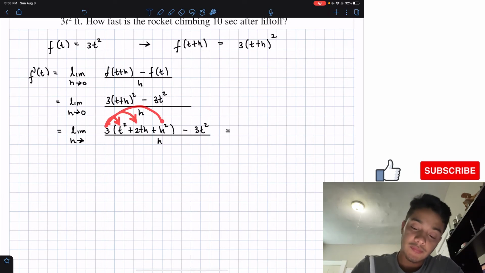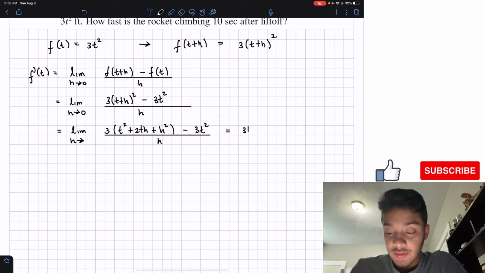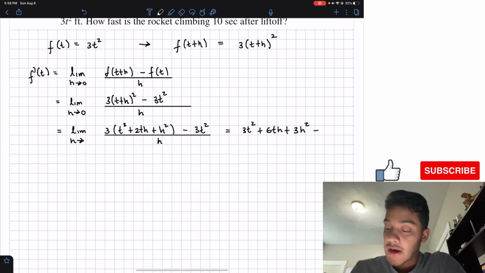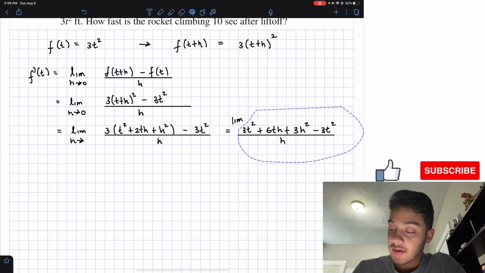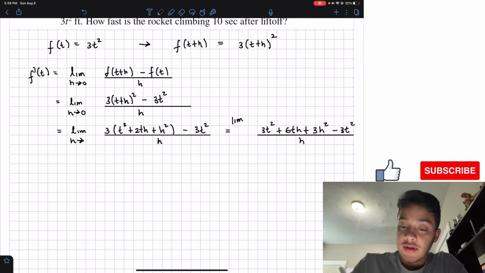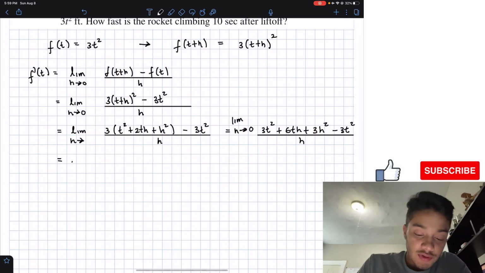Okay, now what we're going to do is distribute again. This 3, we're going to multiply it by all our terms in our parentheses. So we'll have 3t squared plus 3 times 2 will give me 6th plus 3 times h squared minus 3t squared, all divided by h. Let's not forget that we have our limit. I forgot to write that we're in a limit as h approaches 0. So we have the limit as h approaches 0.